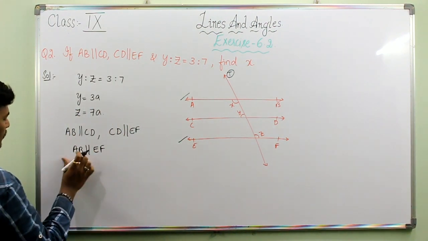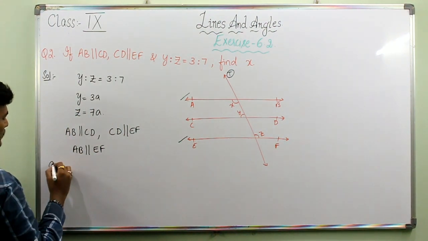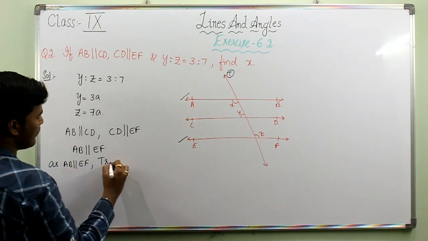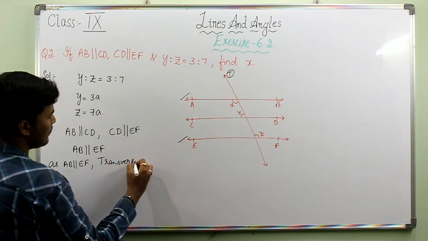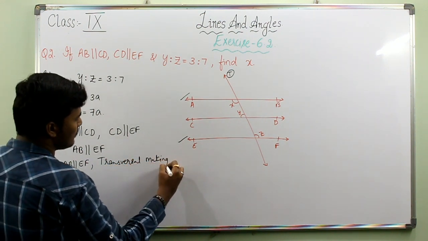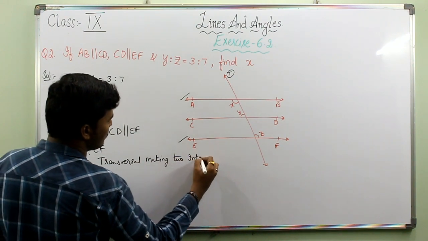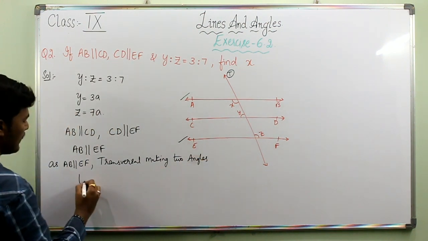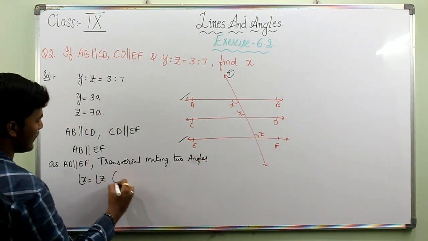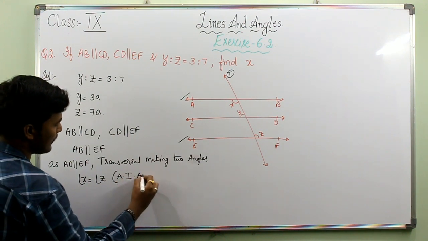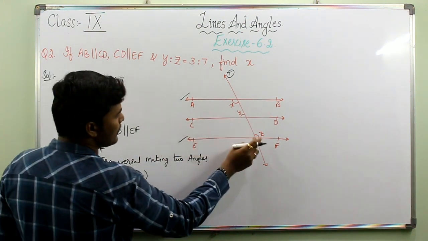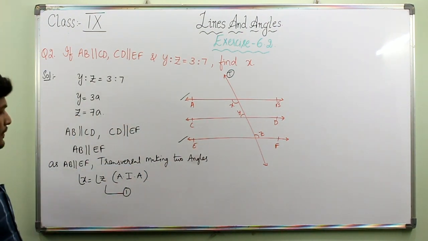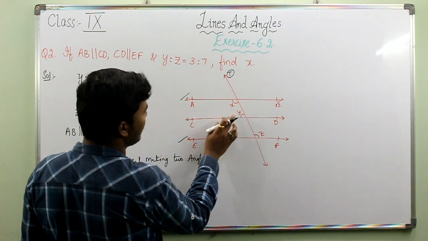So as AB is parallel to EF and the transversal is making two angles equal, angle X is equal to angle Z. They are alternate interior angles, formed between these two lines. This is the first equation which I have. Next we will consider this part now.